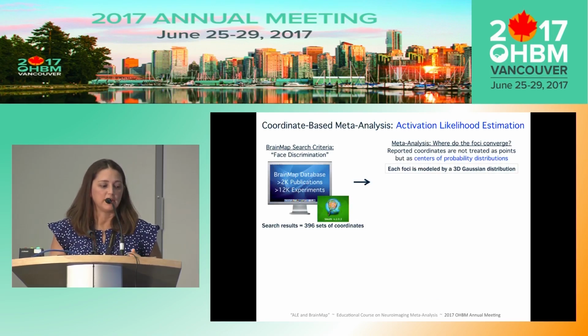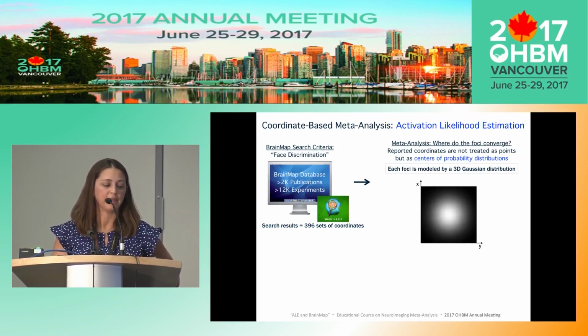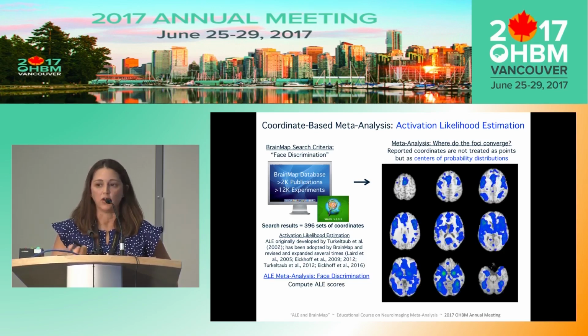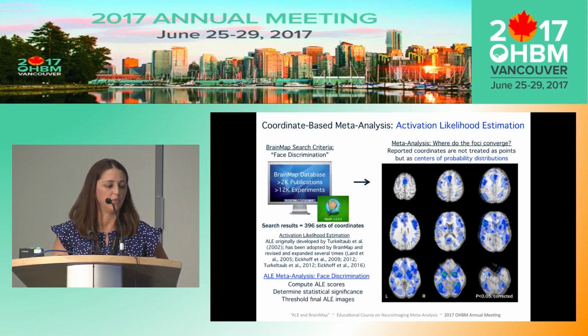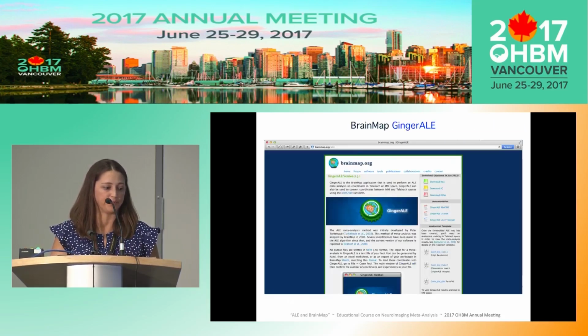Again, we're looking at these as centers of probability distributions by using Gaussian modeling. Basically, we're taking that single coordinate point and blurring it. That means that when you have all of your foci represented across the brain, you take the Gaussian and you end up with something like this, right? And then when you run a permutation test to determine statistical significance, you end up thresholding the results at some statistical level. Those references there show how the ALE meta-analysis method has evolved from the initial Turkeltaub paper back in 2002.